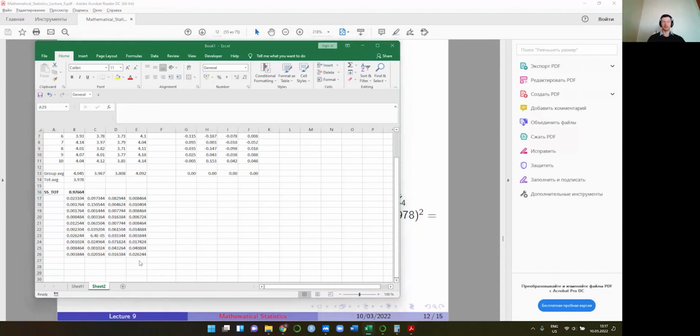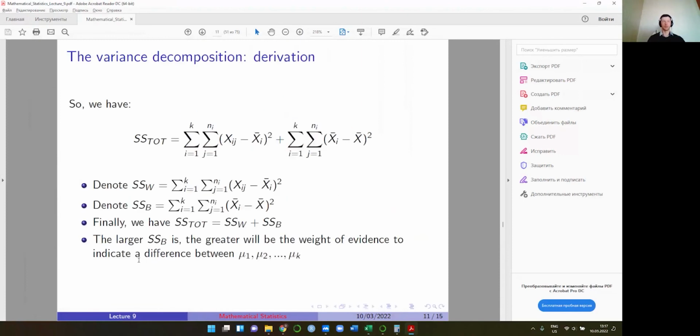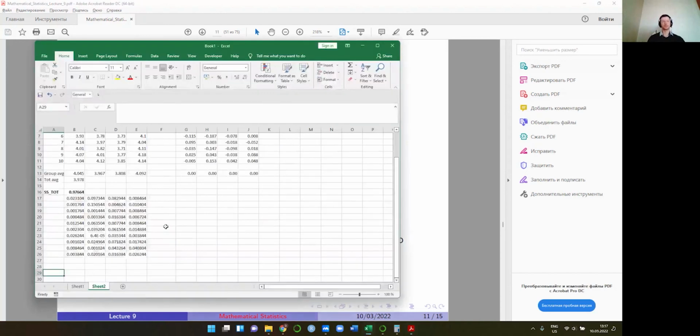Now, the next step. Let's go here. I want to calculate sum of squares within and sum of squares between. What's going on here? So let's look at the formula. I need to take every number for every particular i and subtract the group average, which means that now I'm doing this for every column separately, and then I sum the results. So what would be here? SSW, sum of squares within.